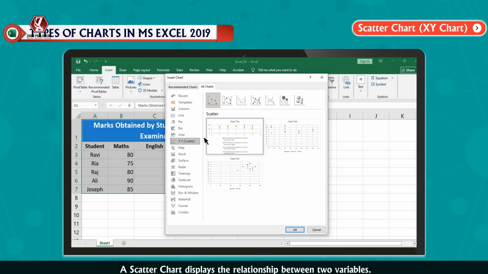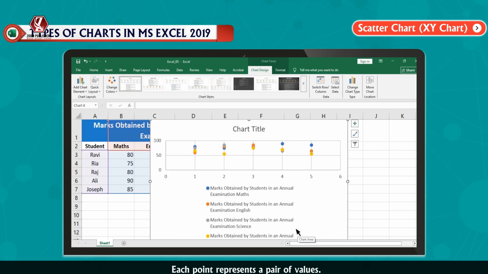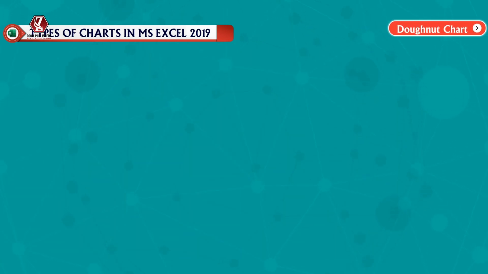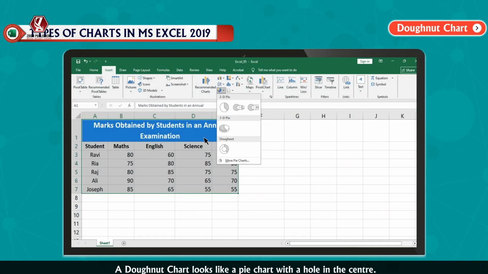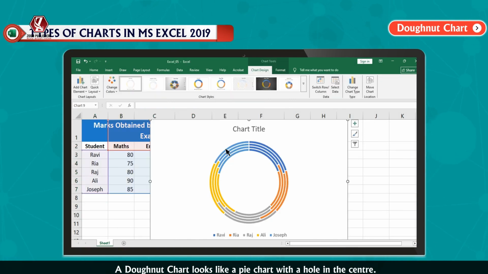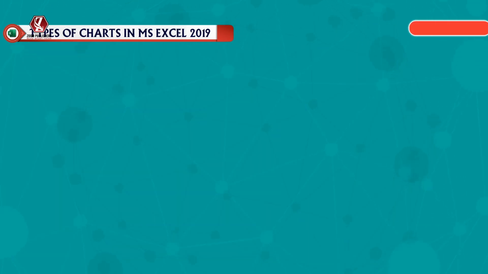Scatter chart, or XY chart. A scatter chart displays the relationship between two variables. Each point represents a pair of values. Scatter charts help identify patterns, trends, or correlations between datasets. Donut chart. A donut chart looks like a pie chart with a hole in the center. Unlike a pie chart, it can display multiple data series, with each series forming a separate ring. This makes it useful for comparing proportions across multiple datasets.